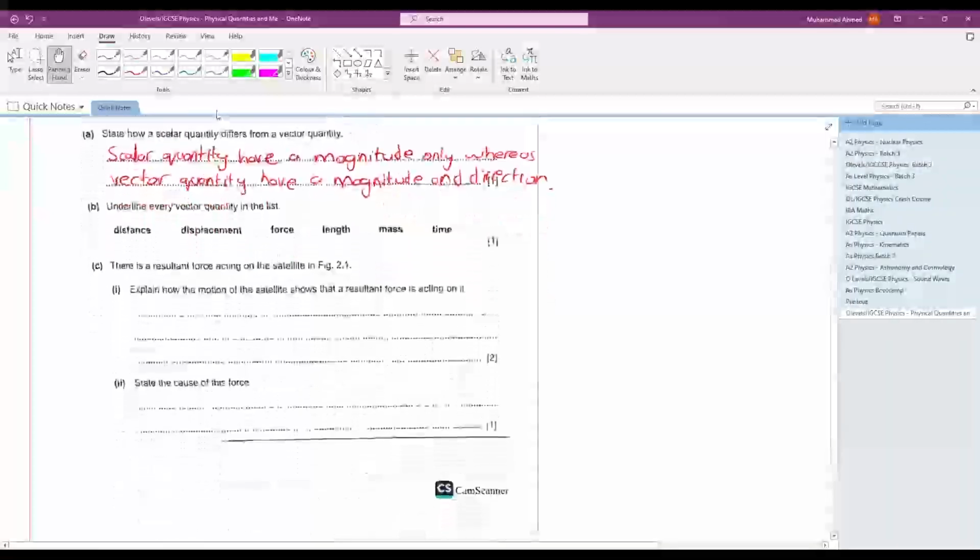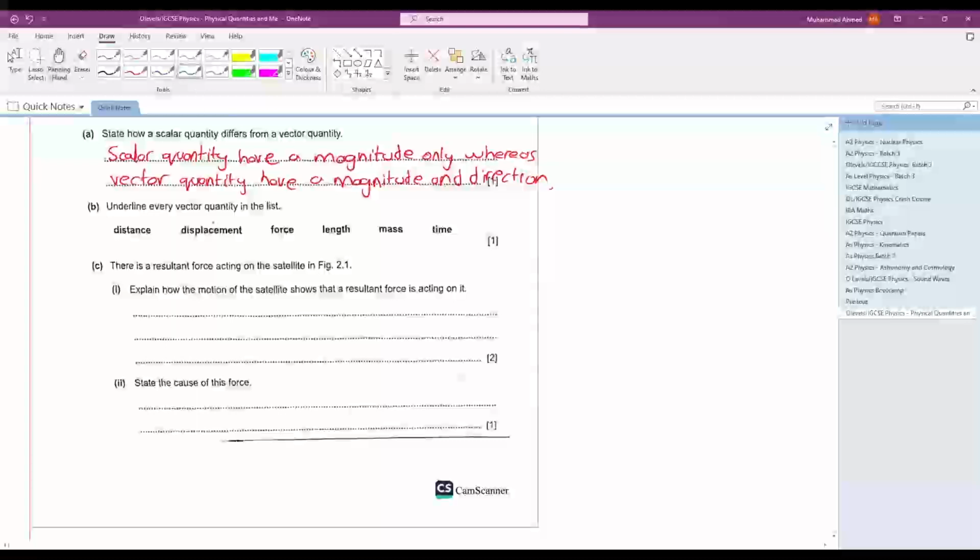Underline every vector quantity in the list. Distance is not a vector quantity. Displacement, yes, is a vector quantity. Force is also a vector quantity, not length, not mass, not time.